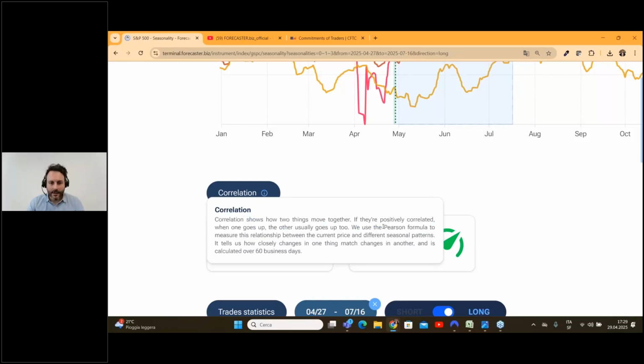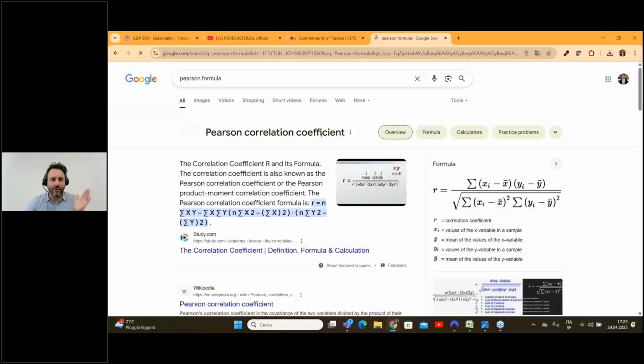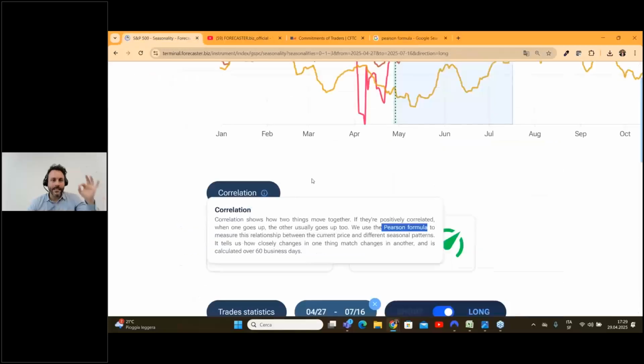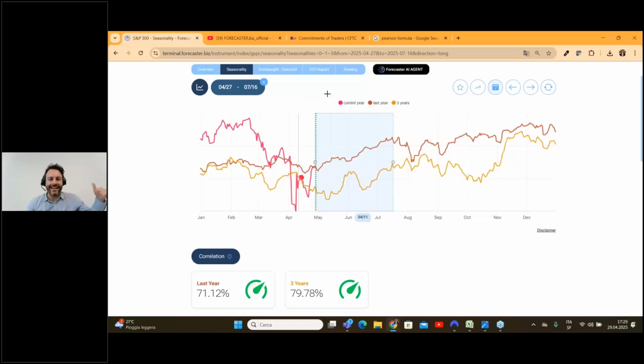If you would like to be more specific, you can go to Google and write Pearson correlation, Pearson formula, and as you can see, you will find exactly the formula we use in order to understand if a specific line, because we are comparing lines, is moving with or without a correlation. So for example, in this case, we can see that the correlation is quite high.